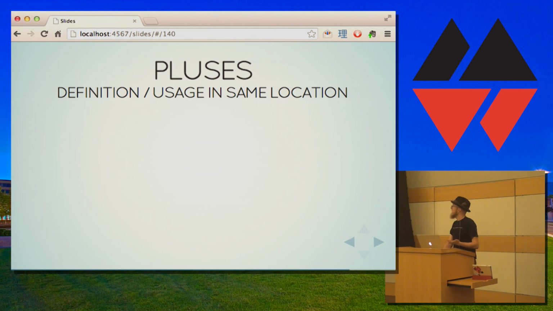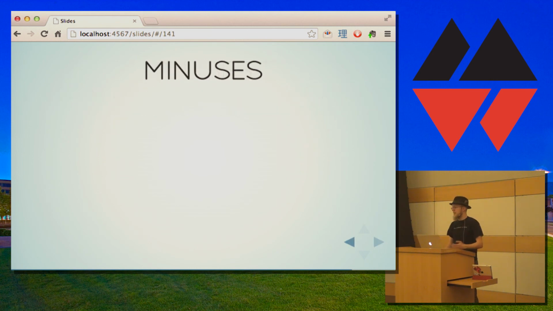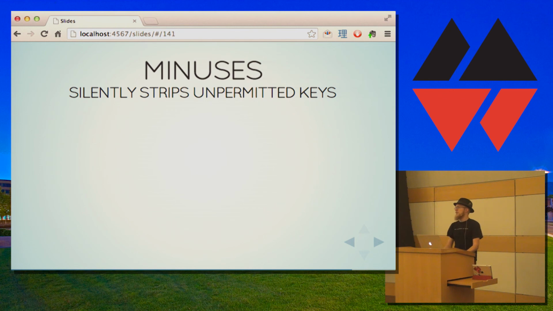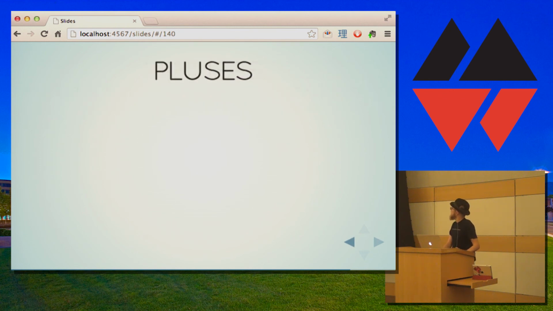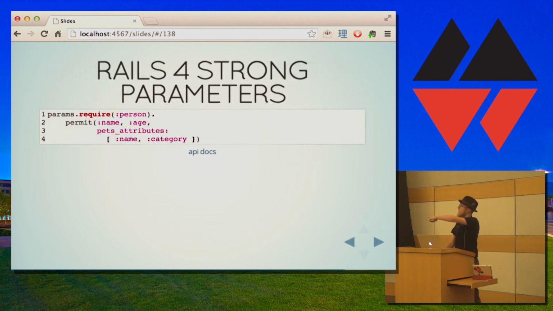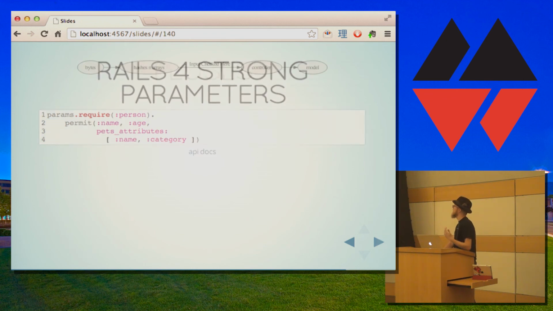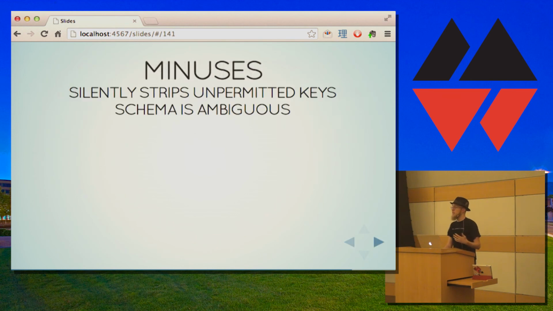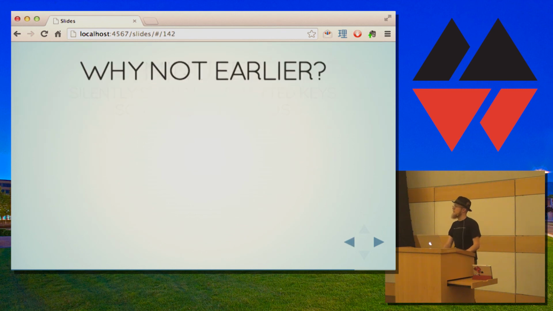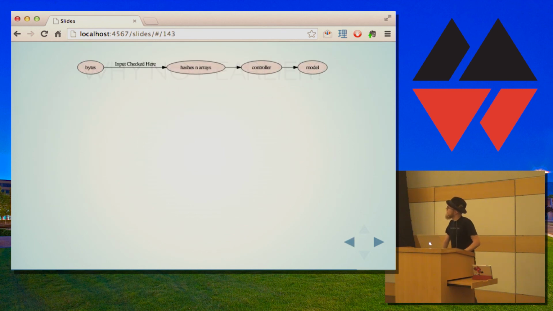So the pros of that are the usage in the same place. The schema allows nesting, which is nice because we accept nested JSON and nested forms, so that's great. But the thing I don't like about it is when you see this permit thing, if it sees something it doesn't understand, it strips it out. So it's not accessible to your application, which is good. But it also means that if someone's trying to talk to your application, it will accept their input but ignore it, which means that you have undefined behavior. And the schema is a little bit ambiguous, but I think that's okay for what it does. But why wouldn't we do that earlier?